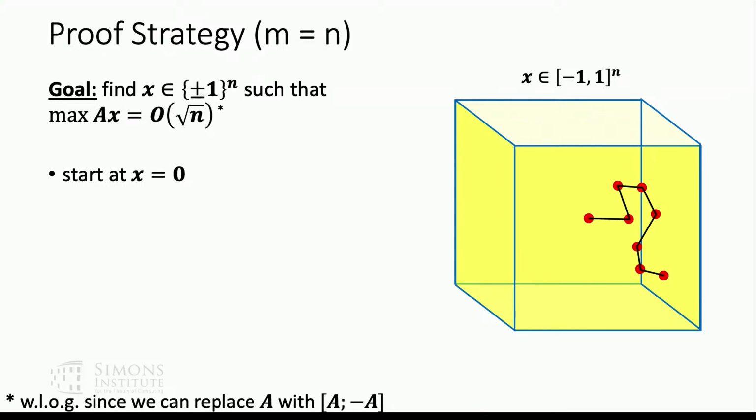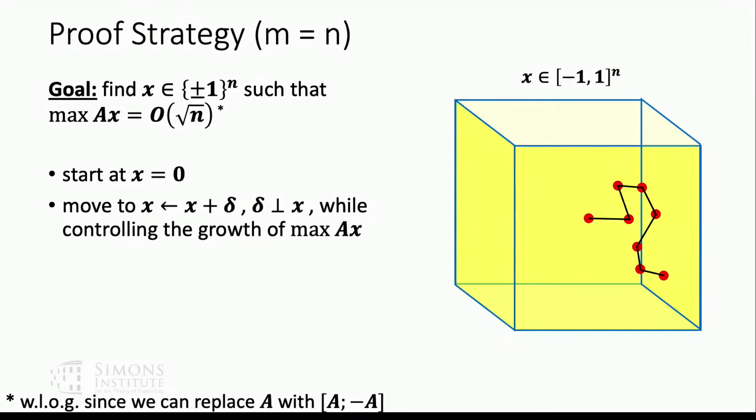All right. So again, we interpret the sought coloring, which is a ±1 vector, as a vertex of this unit hypercube. And again, to construct this coloring, we start with some point at 0, and then we iteratively move it through this hypercube until we eventually hit a corner.